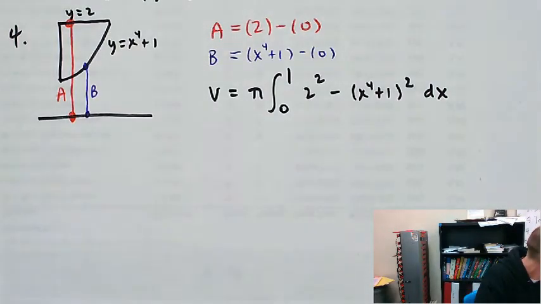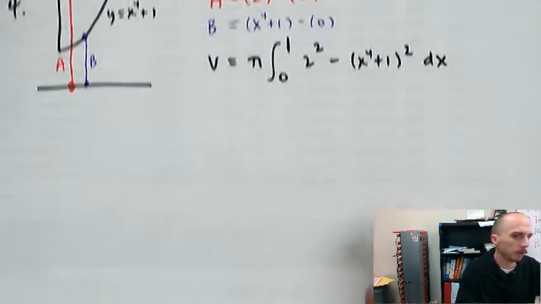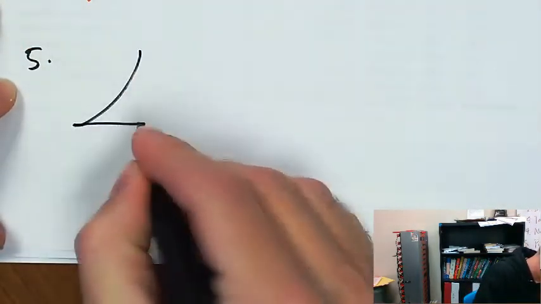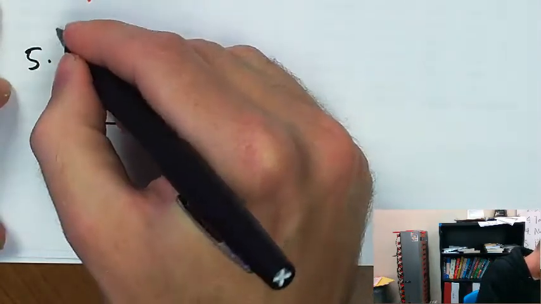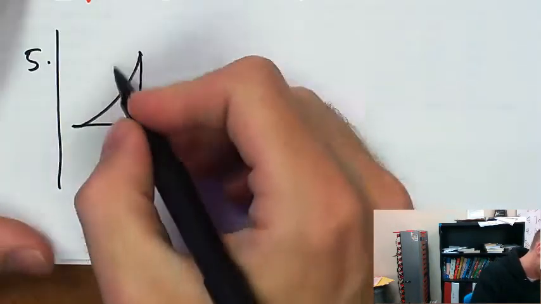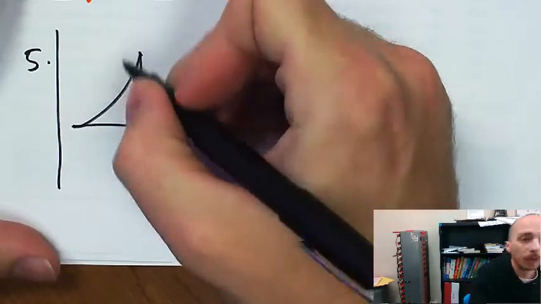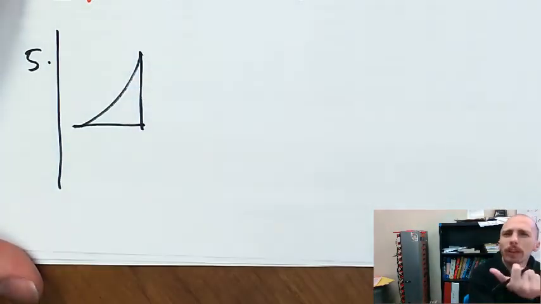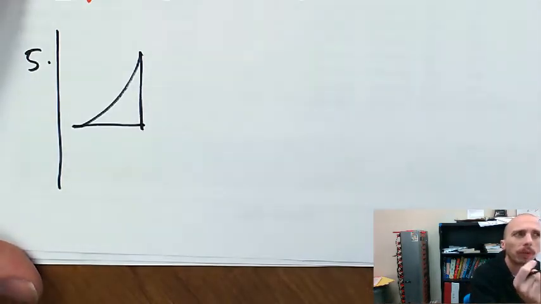Okay, number 5, we're going to rotate v around x equals negative 2. V is this part of it, and x equals negative 2 would be over there. It's y equals x to the 4 plus 1, but if I'm rotating around a vertical axis, I'm going to need to solve for x anyway, and I've already done that, so I might as well say x equals the fourth root of y minus 1.